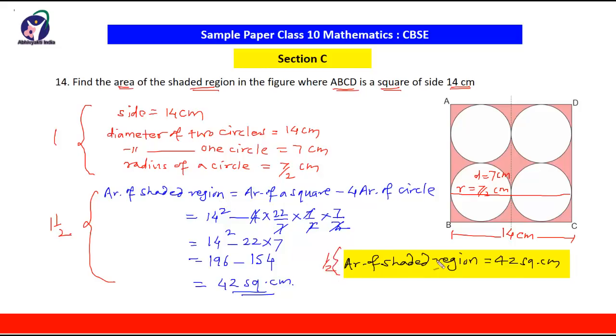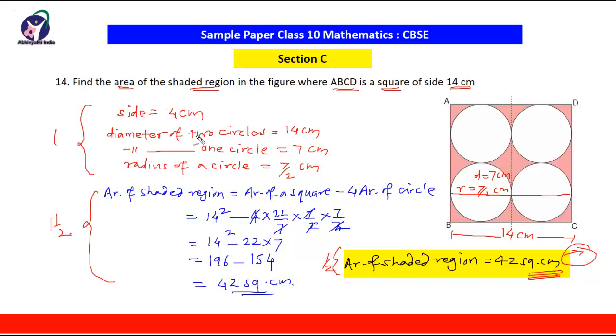So answer will carry half mark because there is a unit. If you forget to write the unit, your half mark will be deducted, and so this will have half mark, this portion will have 1.5 mark, and this portion will have 1 mark. This way the marks will be distributed if the question is asked for 3 marks.